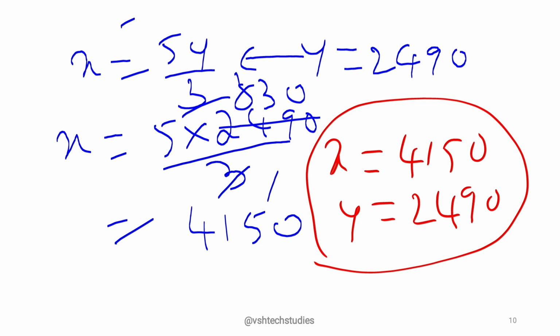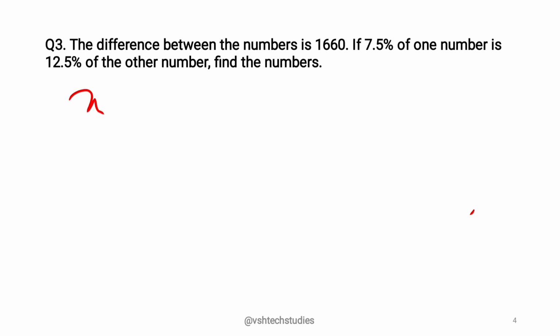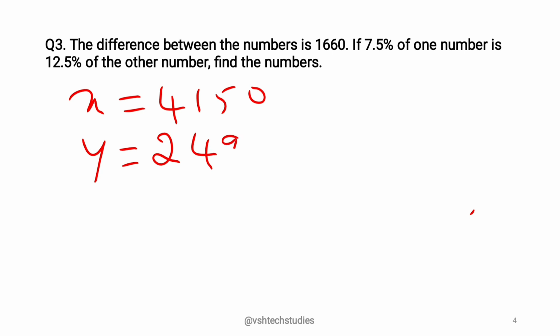Okay. Coming back to the problem. X is found out to be 4150. Y is found out to be 2490. Which is the answer for this? The two numbers are 4150 and 2490. Are they correct?